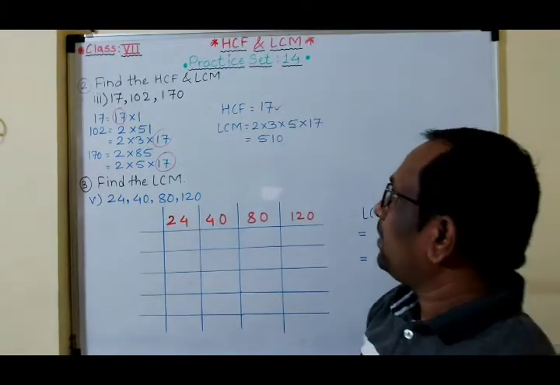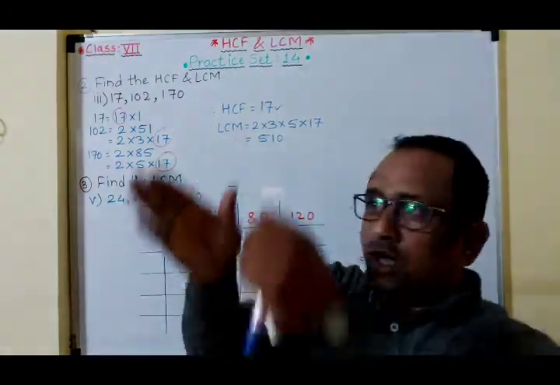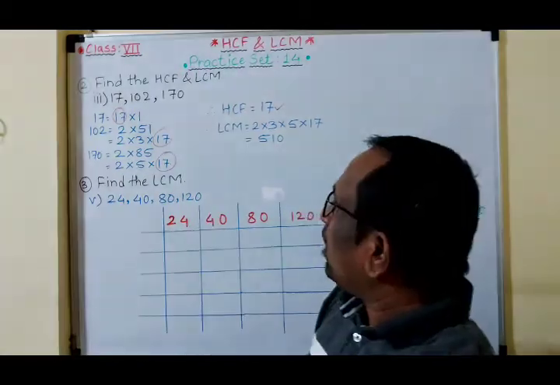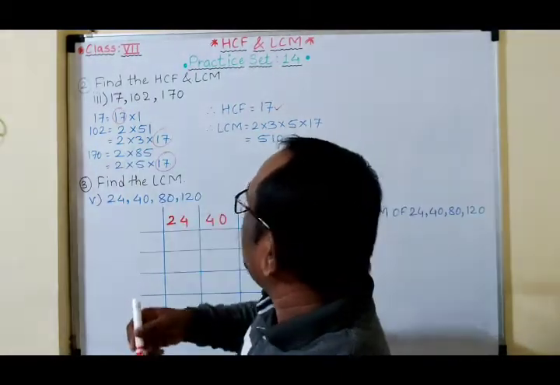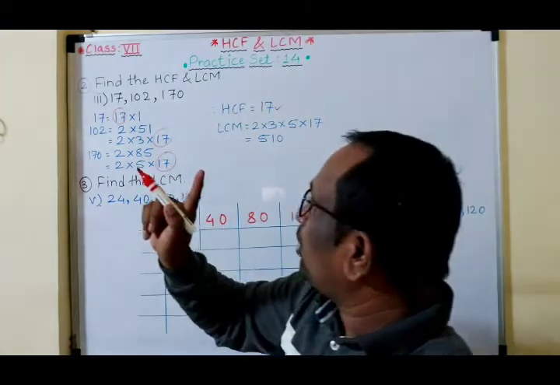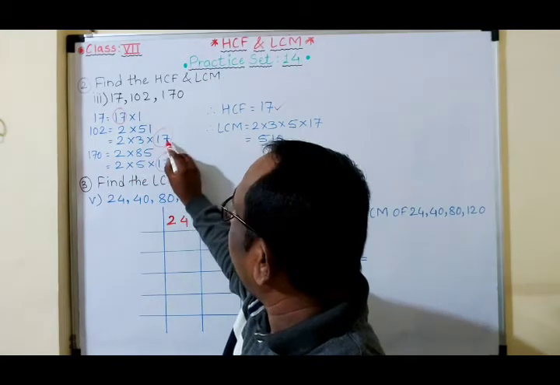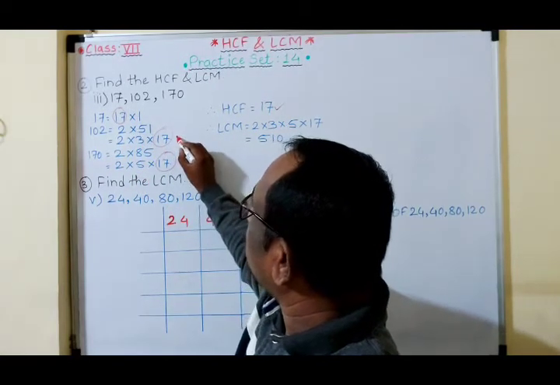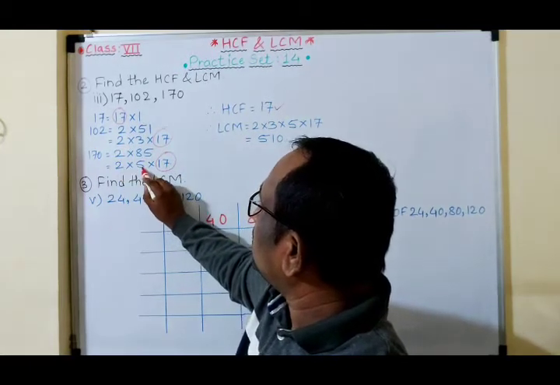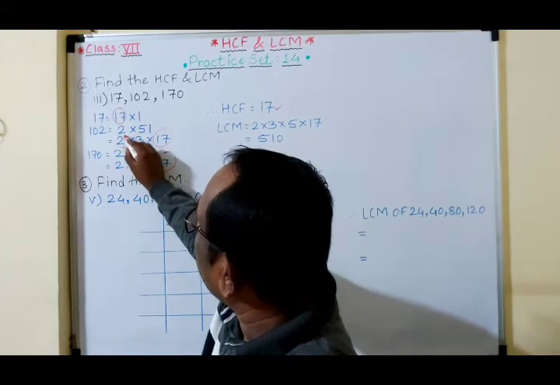Now LCM. I told you students, you write all the factors in a column and in the last row. But here, how do you choose from the 17? 17 appears 3 times, so one time we have to choose. In 102 we have 2, 3 and 17, so 17 we choose one time. In 170 there is 2 and 5, so only one time you have to write the 2.